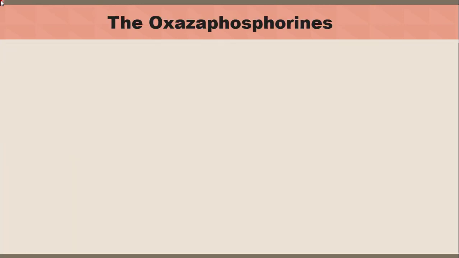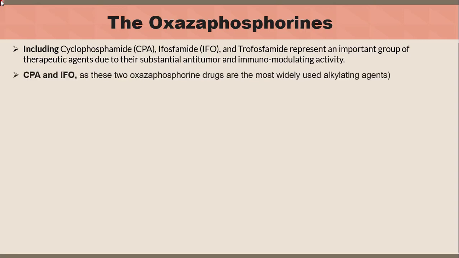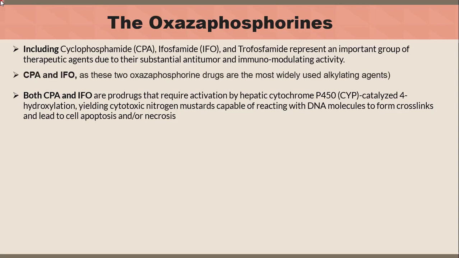The oxazaphosphorines, including cyclophosphamide, ifosfamide, and trofosfamide, represent an important group of therapeutic agents due to their substantial anti-tumor and immunomodulating activity. Cyclophosphamide and ifosfamide are the most widely used alkylating agents. Both are prodrugs that require activation by hepatic cytochrome P450-catalyzed hydroxylation, yielding cytotoxic nitrogen mustard capable of reacting with DNA molecules to form cross-links and lead to cell apoptosis and necrosis.